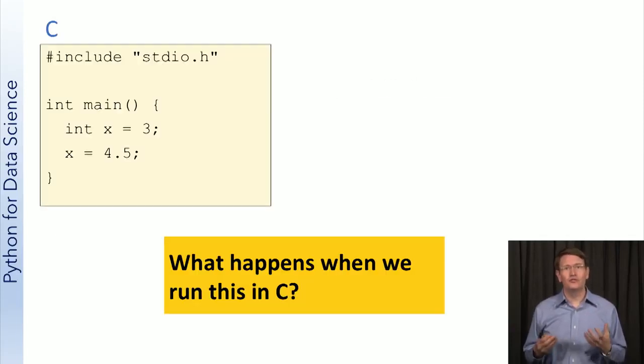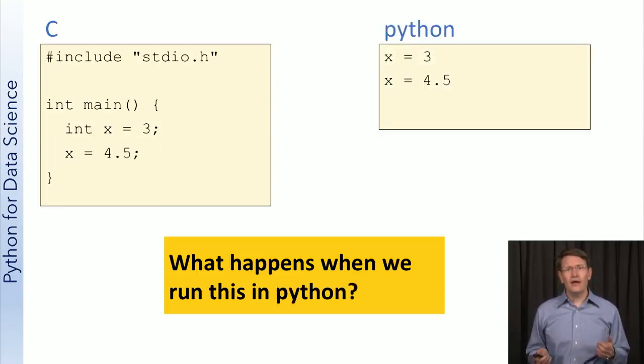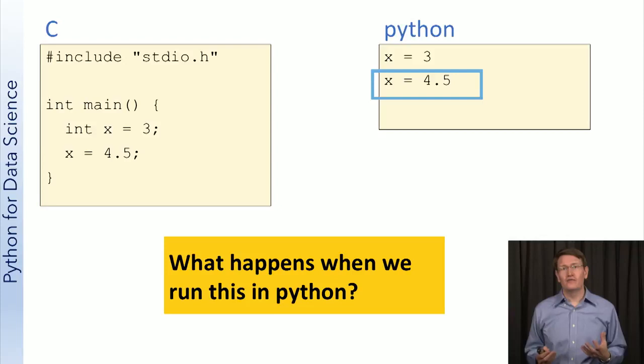But going back to this notion of dynamic typing, if a variable doesn't have a type, how do things work? In the code on the left, what happens if you try to assign an integer variable with a float or a double value? You get an error. But what happens in the Python code on the right when we try to assign x to be 4.5? x is assigned 4.5 with no error.